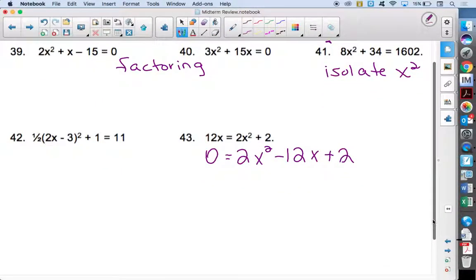What do you notice that all of these have in common? Sam? A 2. So we could take out a 2. And then you can try and factor it, but if we try and factor it, we have a 1, and the only factors of 1 are 1 and 1, and unfortunately there's a negative 6 on the inside. So if it doesn't factor, what equation do we know that we can use to solve it?